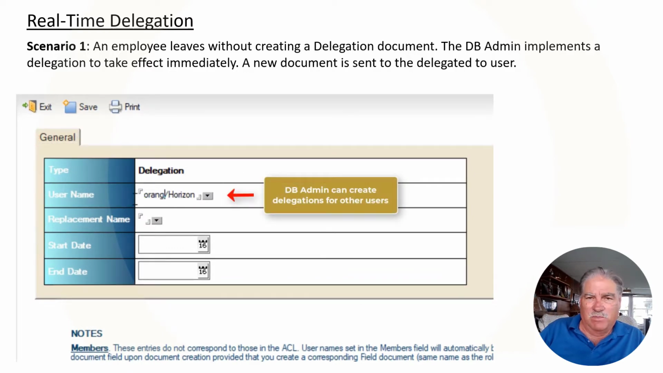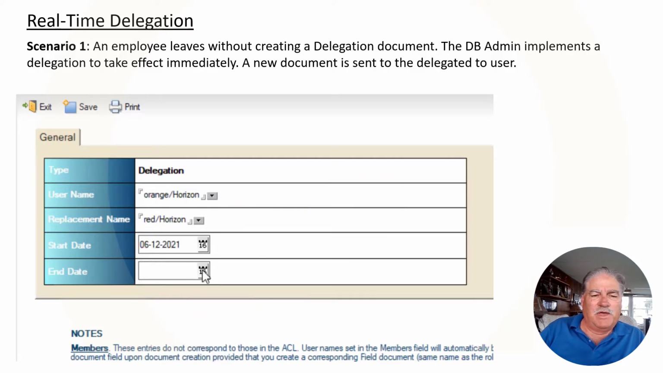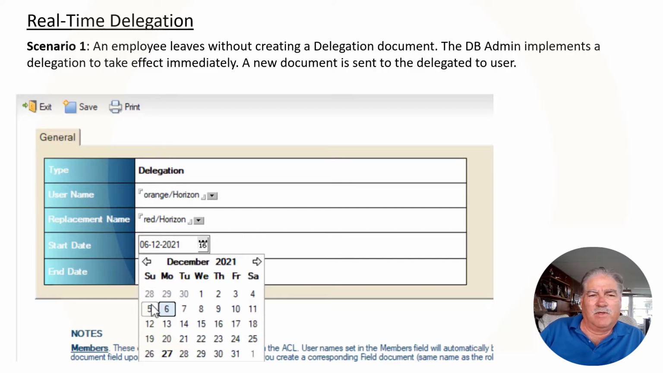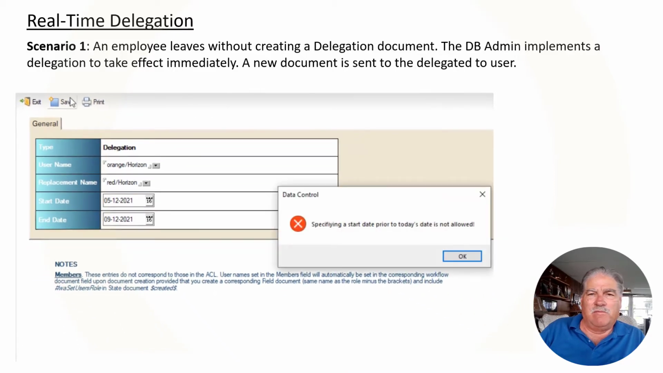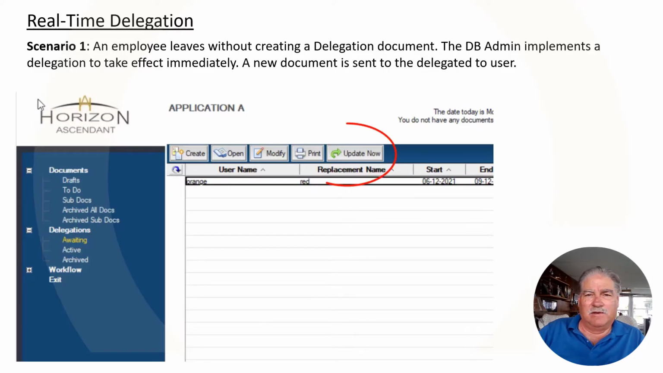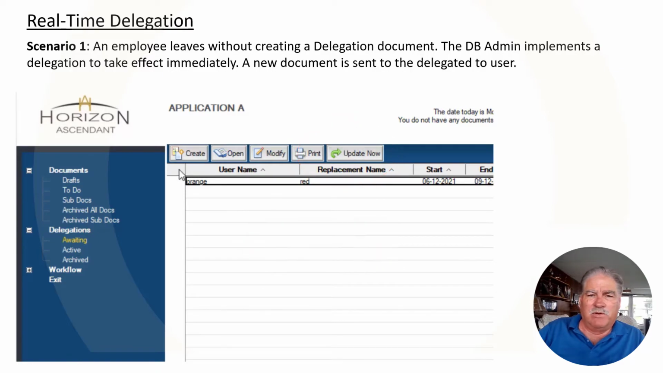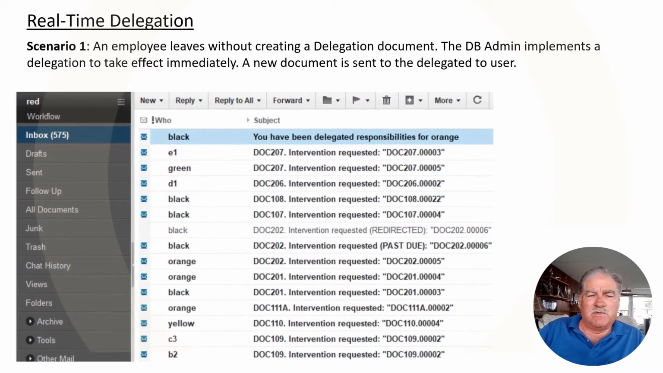And now the database administrator will create a delegation document from orange to red. We'll do that for today's date. First, to show you, however, that there is a very robust and consistent error checking mechanism used throughout Workflow Ascendant. Putting that back to today's date. Now, this button is only available to the administrator, so can enact immediately the delegation, as you can see here.